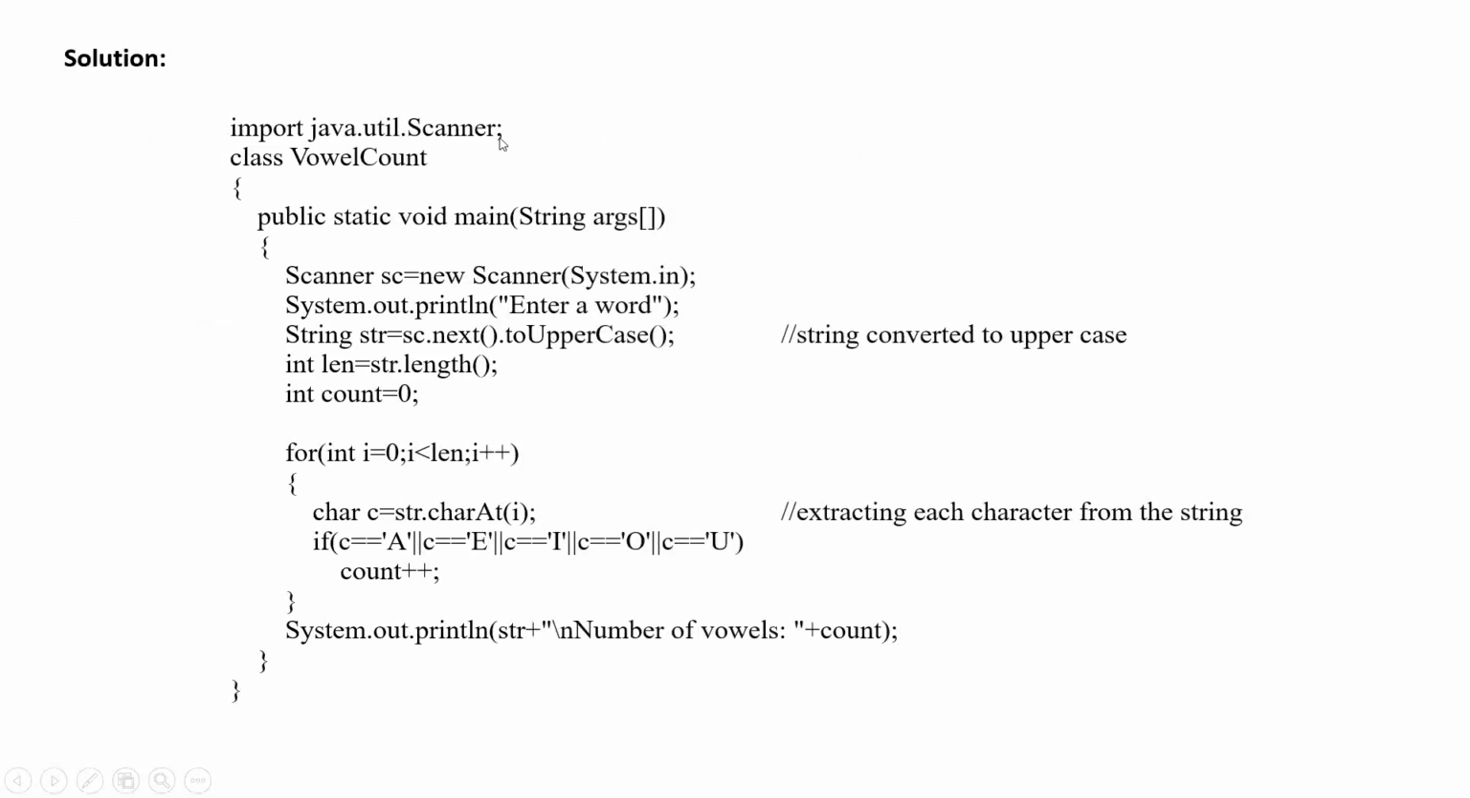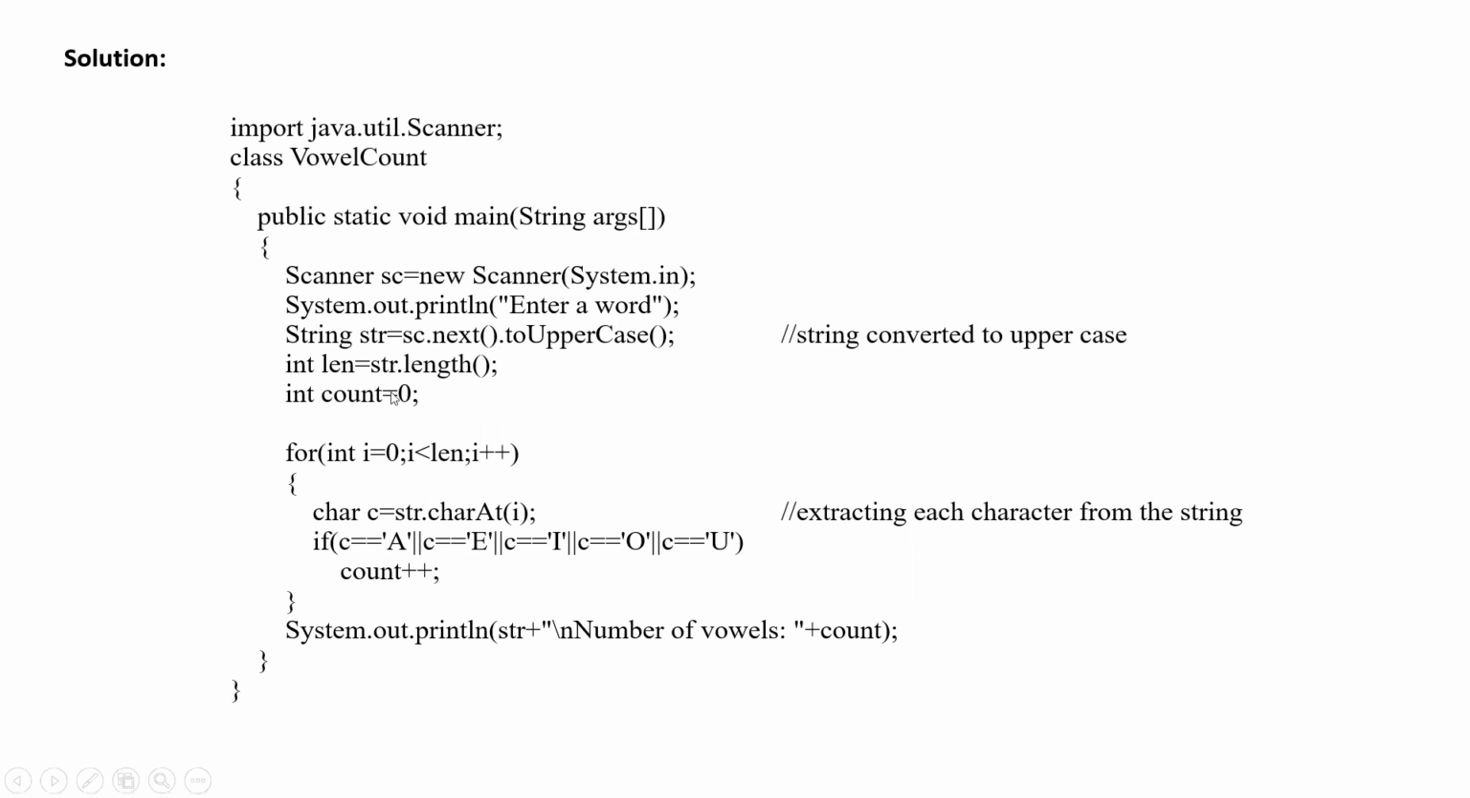Import statement used. So import java.util.Scanner, class VowelCount. In the main method, scanner class object created. We have declared System.out.println, enter a word. Taking the string here, as it is asked to enter a word, it is sc.next() and not nextLine. Now we can do it both in one line, sc.next().toUpperCase(). That means we are taking the string and at the same time converting it to uppercase.